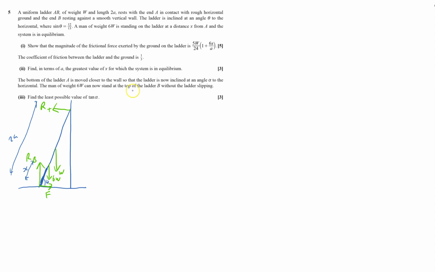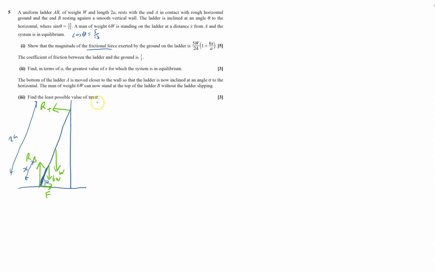And we're actually told what sine theta is. Sine theta is 12/13. So it's a 5, 12, 13 triangle. So that means that cos theta equals 5/13. I might need that. So there we are. And we have to show the magnitude of the frictional force. So we have to work out what F is.